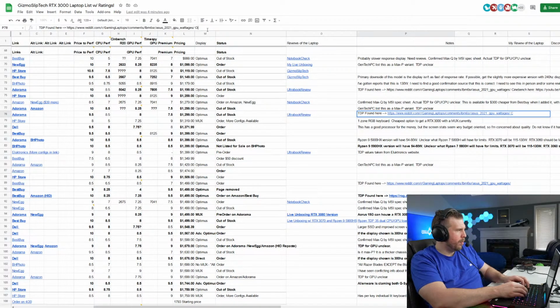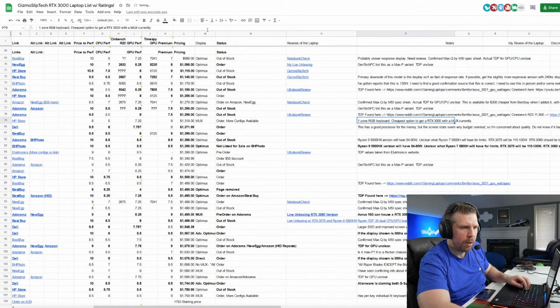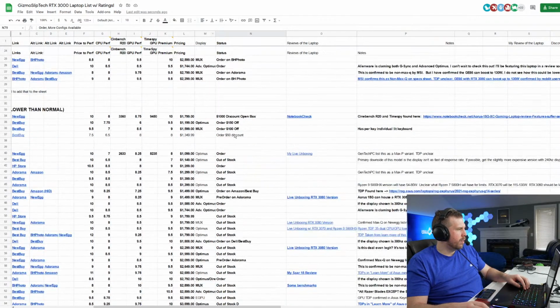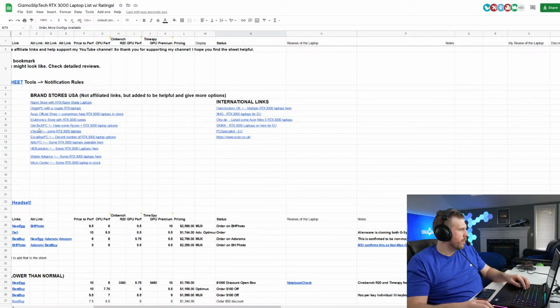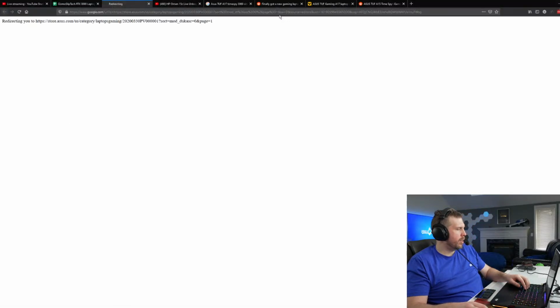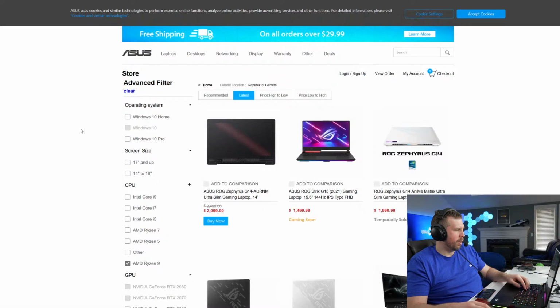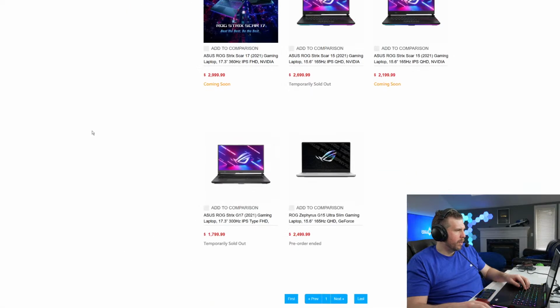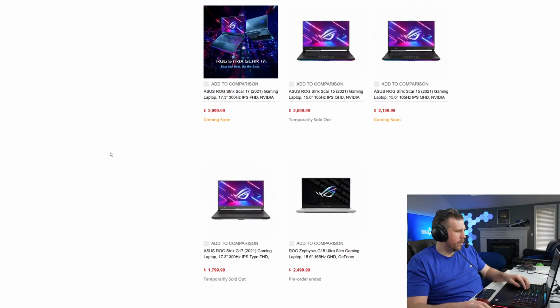Boom, and then Cinebench R23. Boom. The Scar 15 5800H for 2000 is available on the Asus store. Oh, nice. They sometimes have stuff for their sale that you normally can't get from a lot of other retailers, but it's usually sold out on here too.